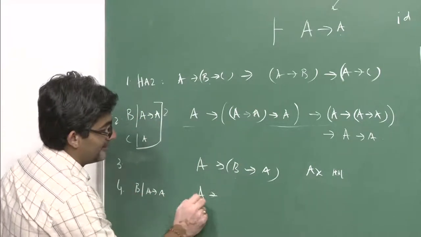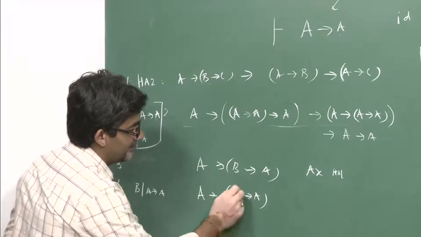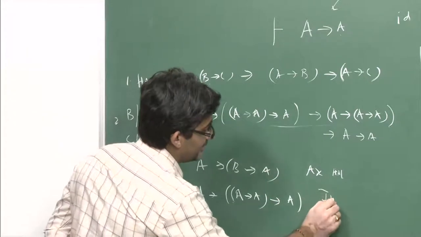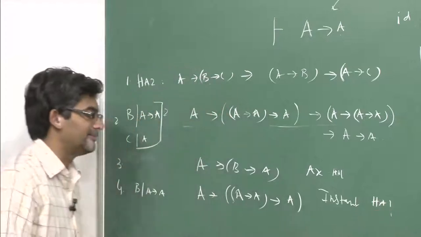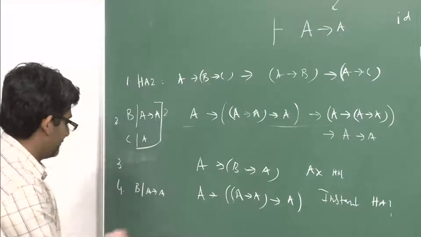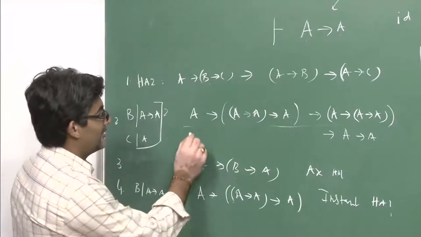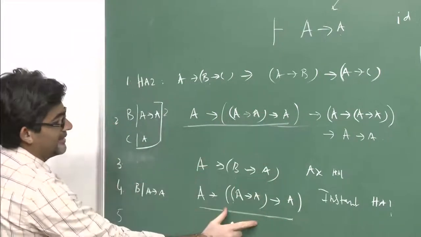So this will become, instead of B we write A implies A, and then this is as it is. So this is an instance of Hilbert-Ackermann axiomatic system 1. That means you substituted A implies A for B, and this is what you get. So now the fifth step, you observe these two things. So this is the same as this one.